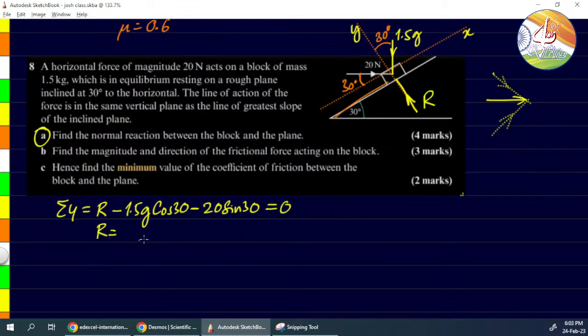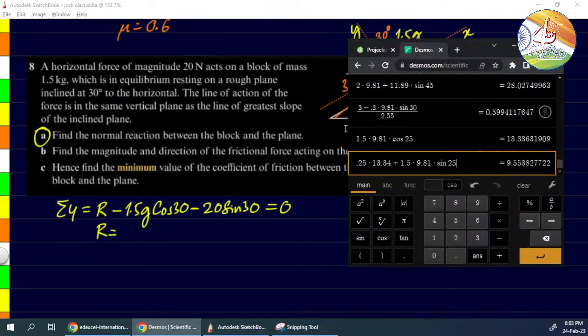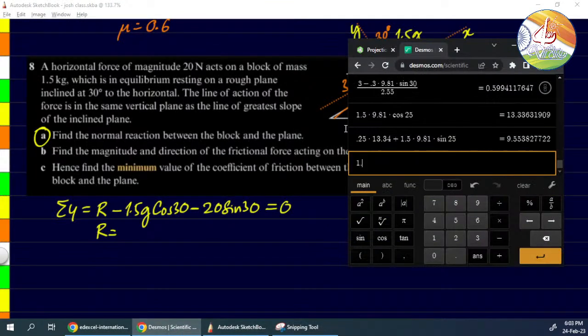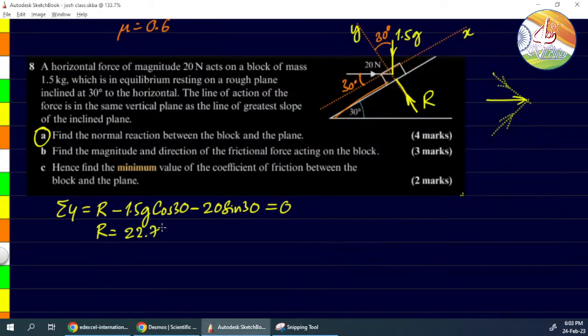Now find the value of r. So all these terms we have to send to the other side and we get the value of r. So 1.5 into 9.81 into cos 30, plus, this will also go on the right side, it becomes plus, 20 times sine 30. So 22.74. Correct? So this is in newtons. So we found the value of reaction. So that bit is over.